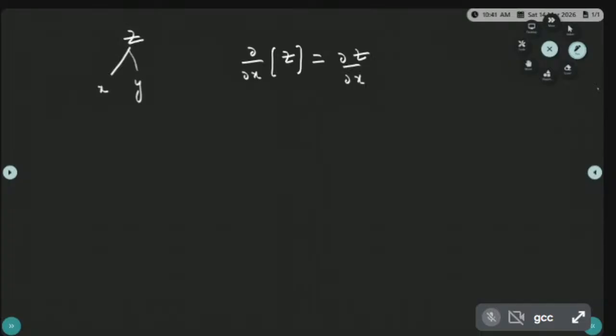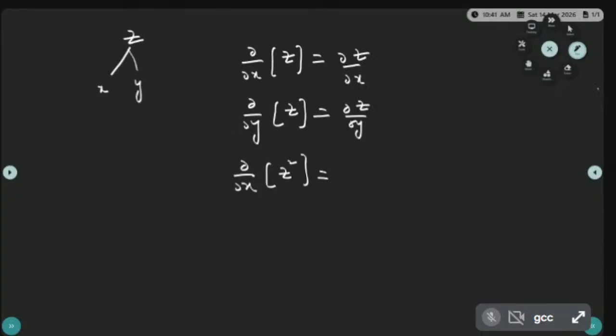Now similarly, can you please tell me the next derivative? I am expecting the answer from the student community. It is very easy. Z is a function of x. Dou by dou x of z square is 2z into dou z by dou x, because z and x are different family.